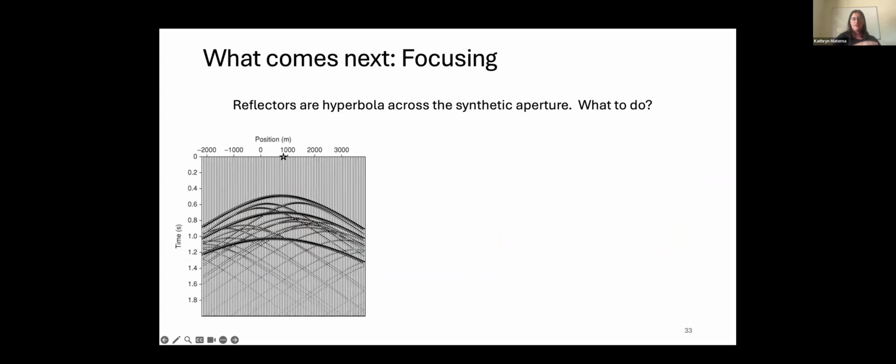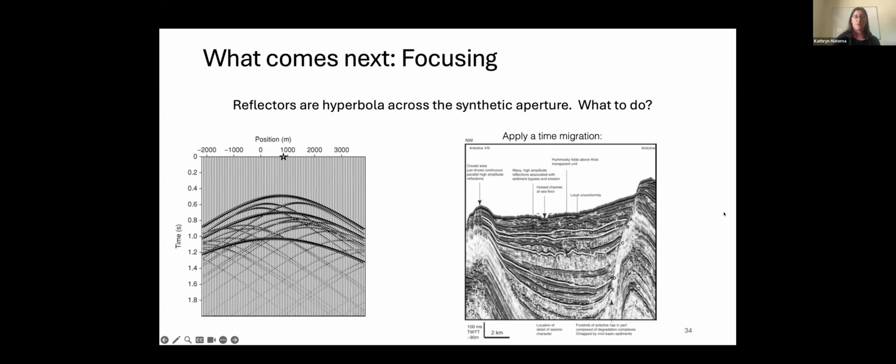Next, when all of that jumbled information from all the pixels is returned, there needs to be a process called focusing. The phase from a reflector starts out as a hyperbola, and it can be focused into the original pixel where it came from through this process. It's exactly the same as a time migration. If you're familiar with seismic imaging, you identify hyperbolas in the space and find the reflector on which they originated.